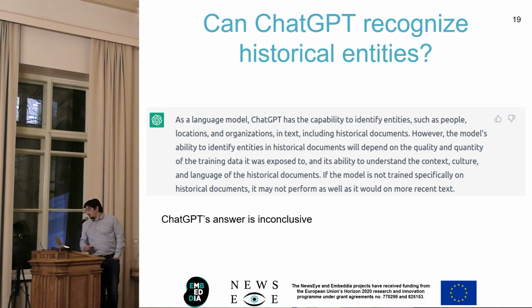It's telling something that is, on the other hand, quite true. It's capable of identifying entities, such as people, locations, and organizations in text, including historical documents. However, the ability to identify entities in historical documents will depend on the quality and quantity of the training data it was exposed to. And we all know that ChatGPT was trained with web data, and web data is not historical data, most of it. So we will still check ourselves if it's working or not.